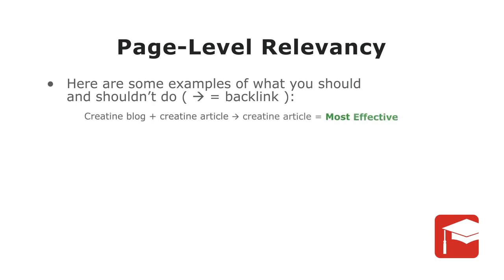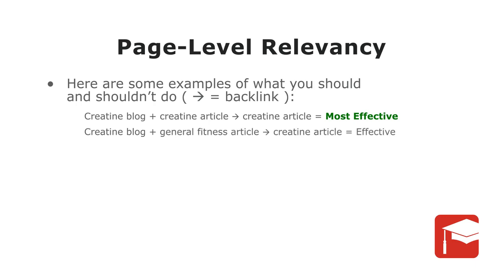And so this first example is the most effective and most relevant link opportunity that you can get. So for example, you're going to have a creatine blog plus a creatine article, which links to your article about creatine. This is by far the most relevant link you could ever get. Now, is this going to be possible? Probably not. But I just want to show you what the perfect link looks like so you do have an idea of what that is.